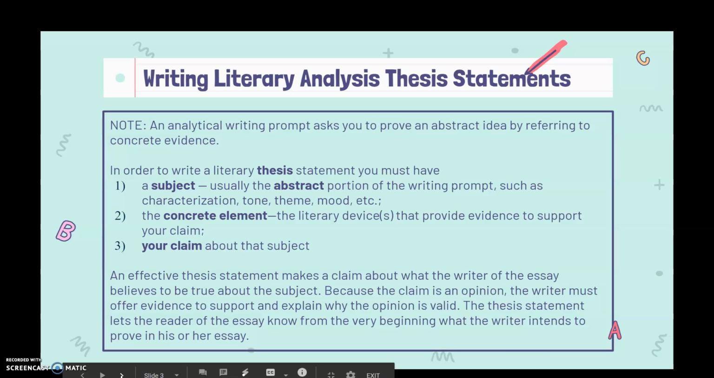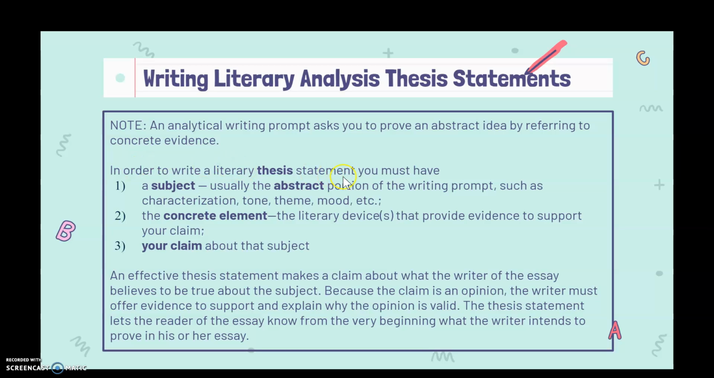Writing literary analysis thesis statements. Let's look at this note up here. An analytical writing prompt asks you to prove an abstract idea. Abstract ideas are things that are not tangible, they're not physical. So maybe you're talking about symbolism or the representation of something, but you're going to talk about those abstract ideas by using concrete evidence, things that are tangible.